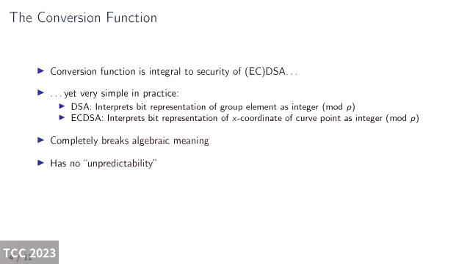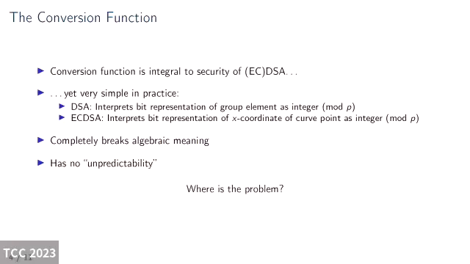The upside of this function is that it completely breaks algebraic meaning, because the resulting number has nothing to do with the group element, except that it basically shares almost the complete bit representation, but it has no connection to its discrete logarithm or anything. However, on the other hand, it has nothing like unpredictability, which I don't define. It is not random at all. You don't introduce any randomness. It's not like a hash function that is supposed to look random. We just throw away some bits by reducing modulo p, and that's it.